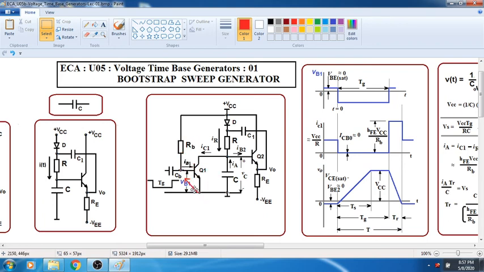So whenever I give a suddenly falling negative voltage at the input of this capacitor, this base will go negative, and the transistor will be cut off. So this switch will be open. Whenever Tg is negative, the transistor switch will be open, so the capacitor is free to charge. Now it will charge.